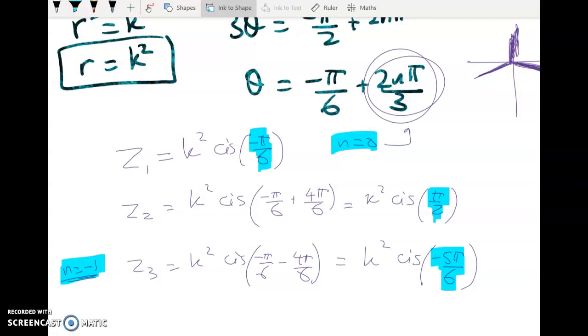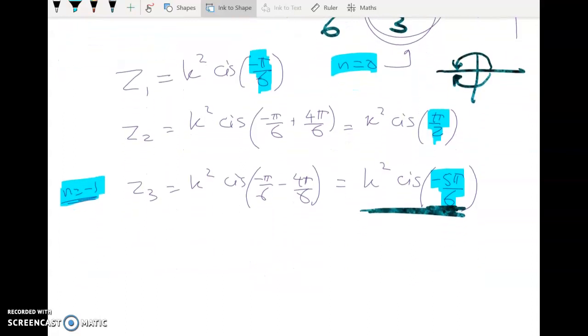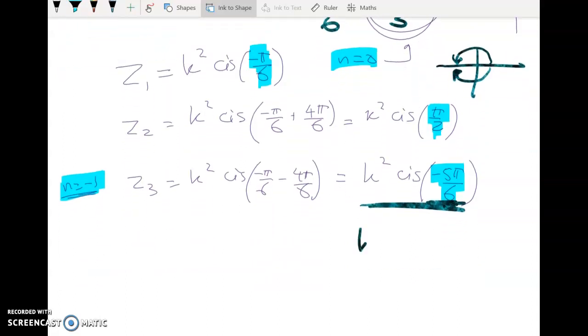And we like that. It's a convention that we use, the principal value. So from 0 around to pi and from 0 back around to negative pi. Now, I think when the mark schedule comes out, you'll find that it doesn't matter if you've got negative 5 pi on 6 here, that you could also add on 2 pi. So it's probably going to be fine if you have k squared cis of 7 pi on 6.